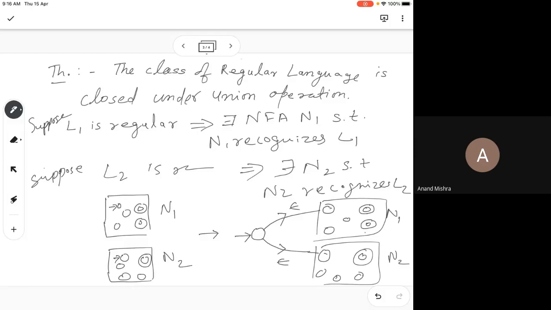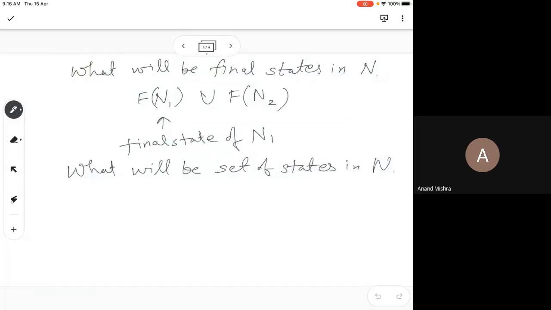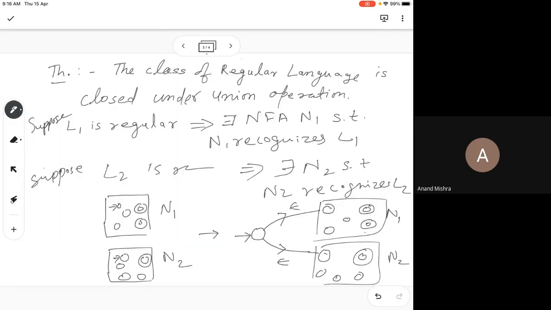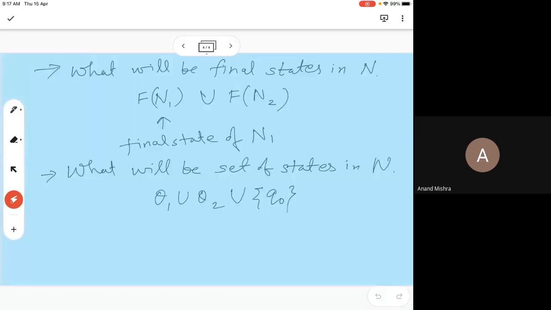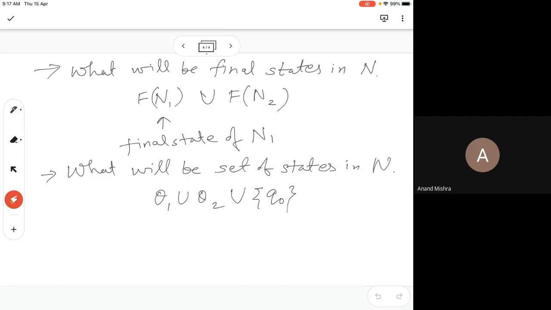Other question I have not answered yet. What will be the set of states in N? It will be Q1 union Q2. Not just that, you also need one more extra state, so let's call it Q0. Because Q1 union Q2 is this, but then what about this start state? That is extra. So it's Q1 union Q2 union the start state. That's it, I think.